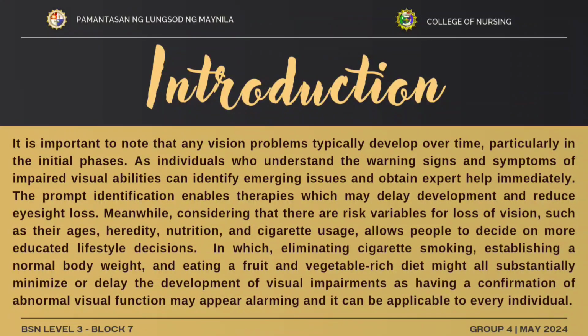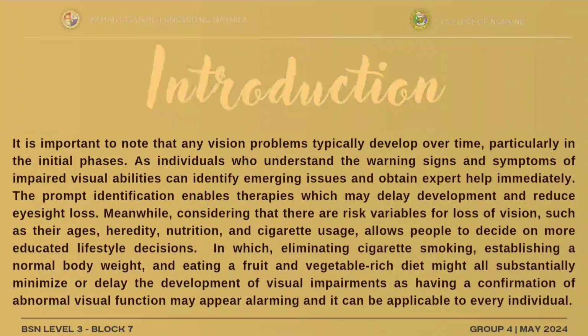heredity, nutrition, and cigarette usage. This allows people to make more educated lifestyle decisions such as eliminating cigarette smoking and establishing healthy living that can substantially minimize or delay the development of visual impairments, as having a confirmation of abnormal visual function may appear alarming and it can be applicable to every individual.